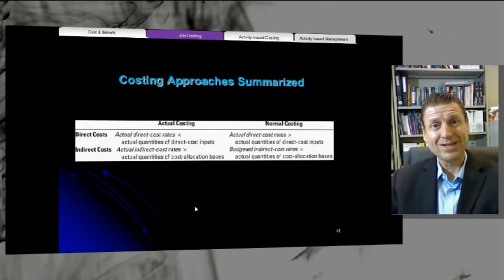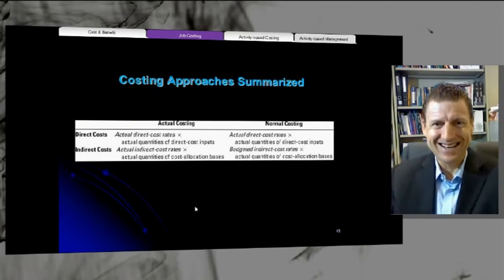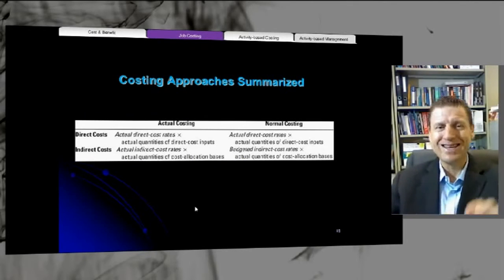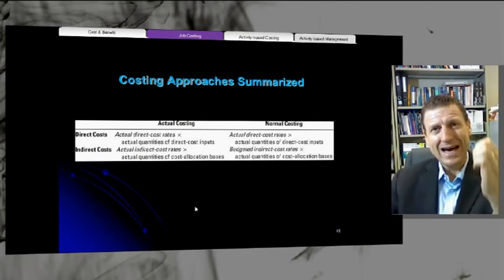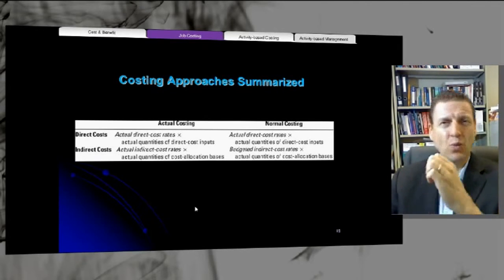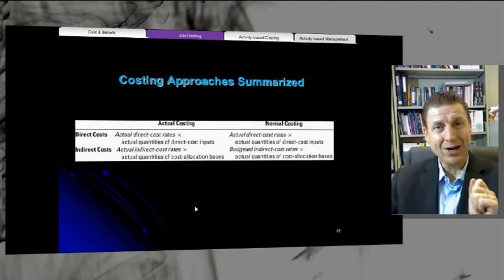So we have the costing approaches summarized here, and we've got actual costing, normal costing. These are the actual mechanics. But first, understand why you're doing it. The why is so much more important. Here is the how with the slide.